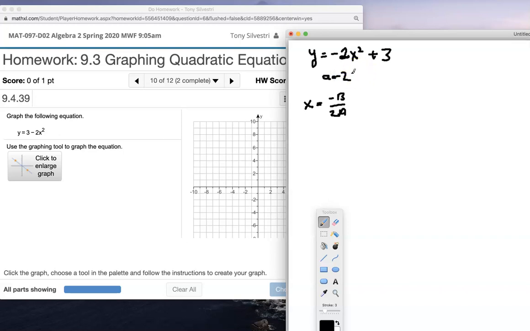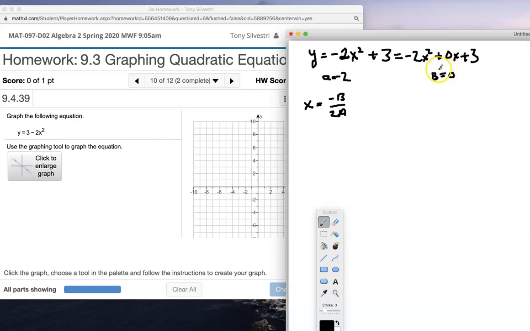Okay, what's b? Now a lot of people say b is 3. B is not 3. 3 is the number at the end. B is the number in front of the x term. There is no x term. I could write this equation like this, plus 0x plus 3. So be careful. Don't say b is 3. A is negative 2. B is 0.